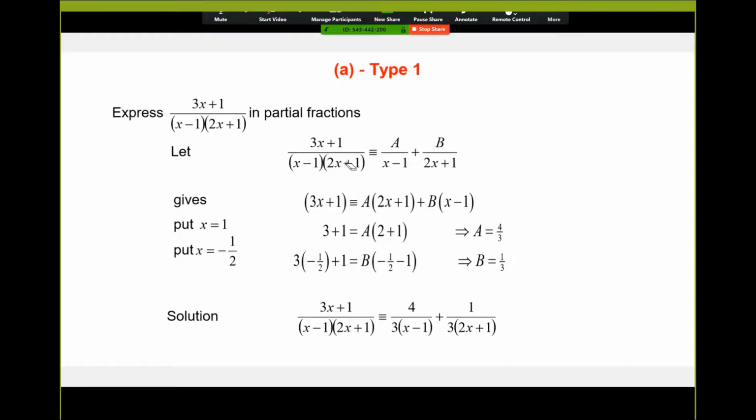For instance, I guess this is what I already had on the slide, but x is equal to 1. And then at x equals 1, this term will become 1 minus 1 is 0. So I'm going to end up with 4 equals 3a plus 0 times b, or 3a equals 4. Therefore, a is 4/3.